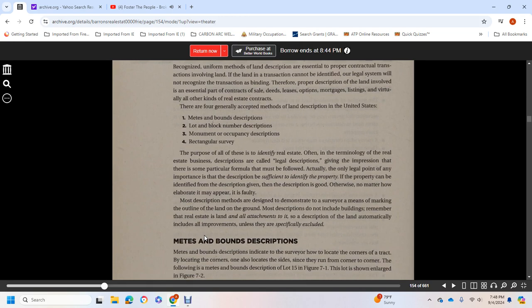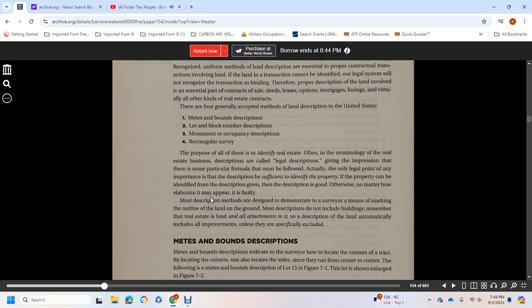All of these are used to identify real estate. In the real estate business, such descriptions are often called legal descriptions, giving the impression that there is some particular formula that must be followed. Actually, the only legal point of any importance is whether the description is sufficient to identify the property. If the property can be identified from the description given, the description is good. Otherwise, no matter how elaborate it may appear, it is faulty.